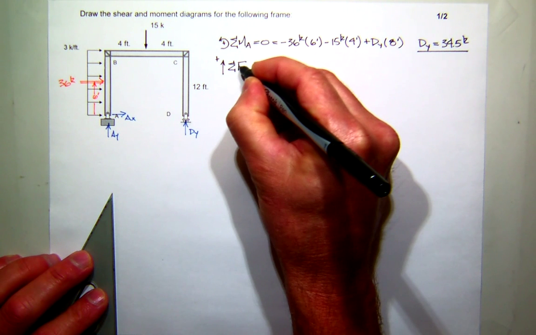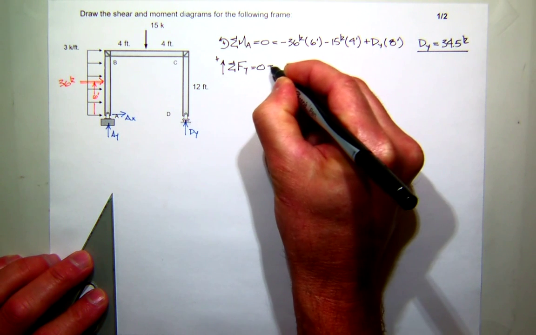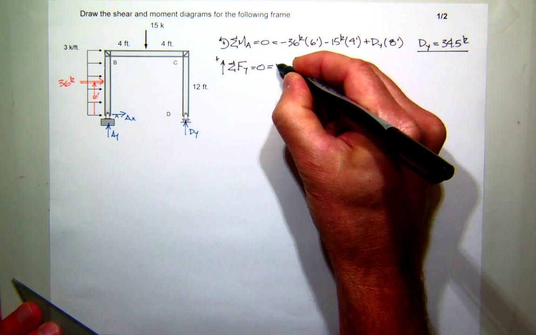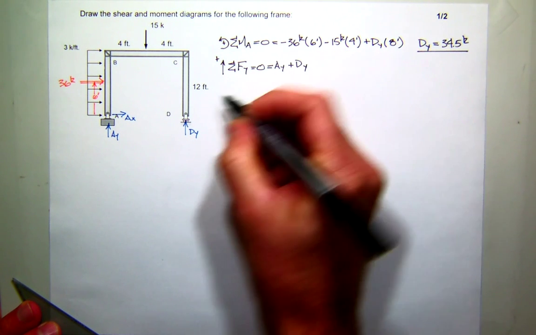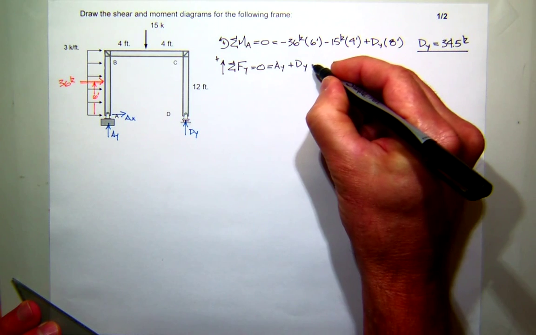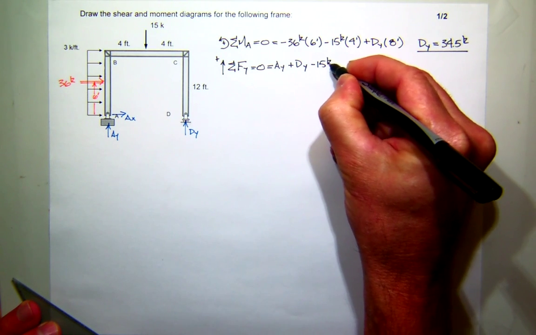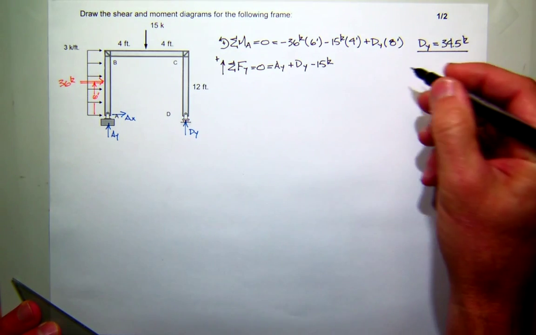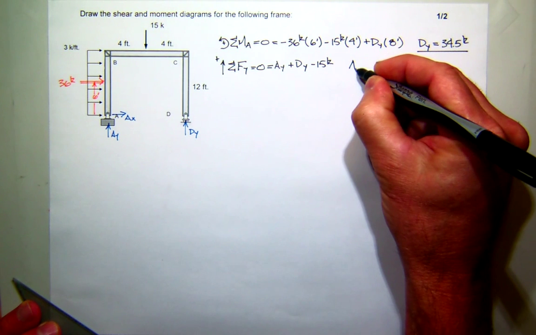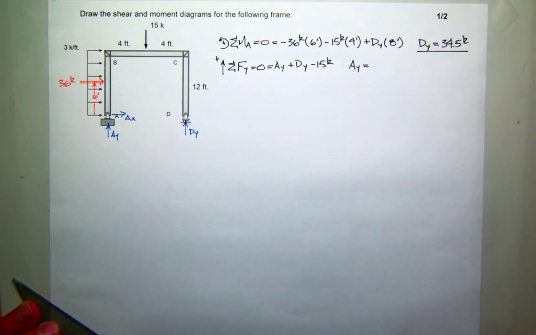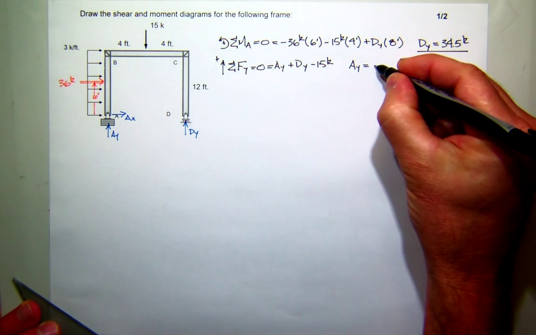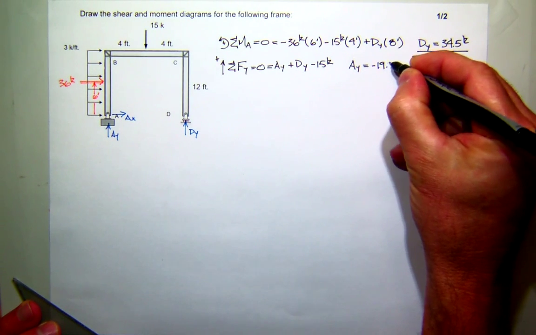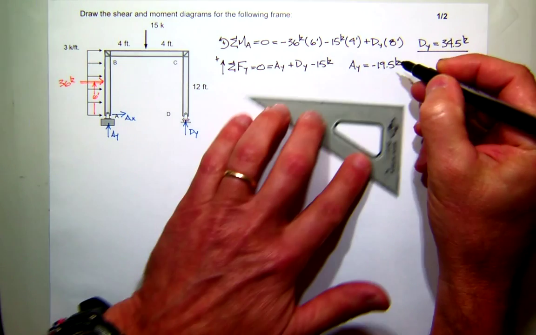So we'll sum forces in the y direction. AY is acting up. DY is also acting up. And then the only other y force is this 15 kip force, and that's acting down. So I plug DY in here, and I should be able to find AY. It looks like it's going to be negative. What is that? Negative 19 and a half. Does that make sense to you guys?